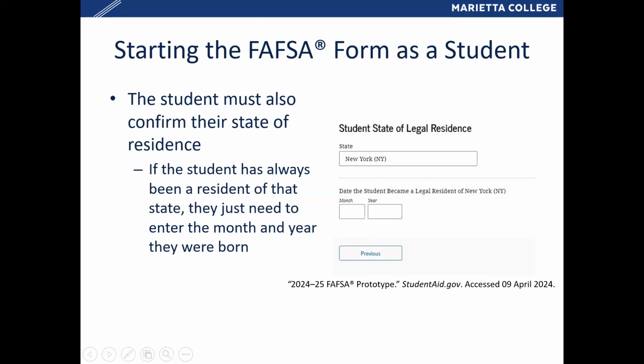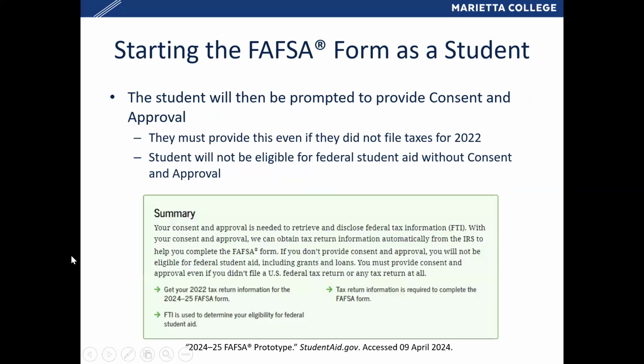The student must also confirm their state of residence. If the student has always been a resident of that state, they will just need to enter the month and the year that they were born. The student will then be prompted to provide consent and approval. Again, this is supplying tax information from the IRS to the FAFSA and all the other aspects of consent and approval that we discussed earlier. They must provide this even if they did not file taxes for 2022. And the student will not be eligible for federal student aid without consent and approval being provided.